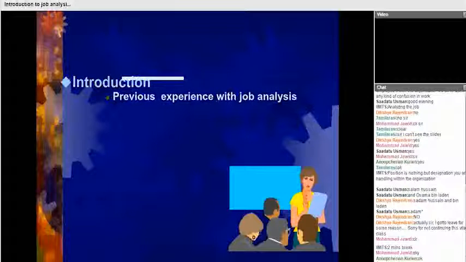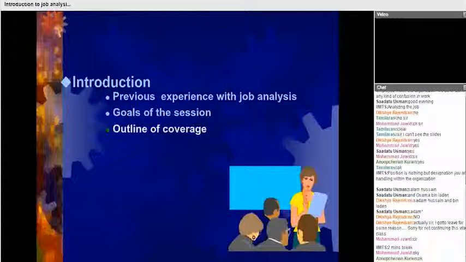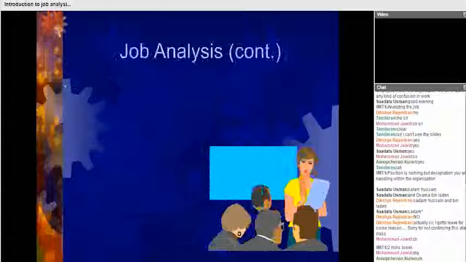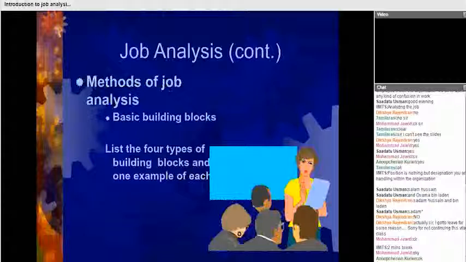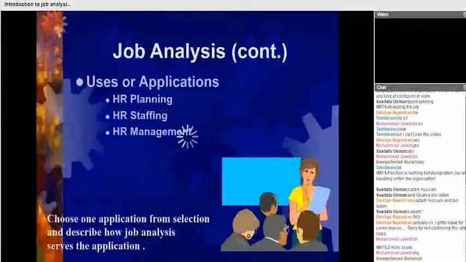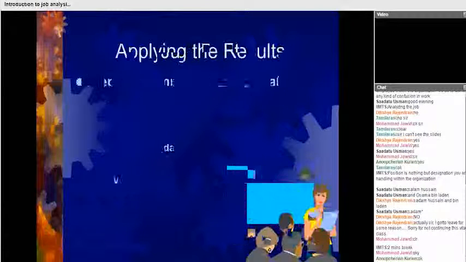Introduction, previous experience with job analysis, goals of the session, outline of the coverage, definition of terms, jobs, job analysis. I think this we have already seen. Methods, basic building blocks. This we have already seen, all these things.